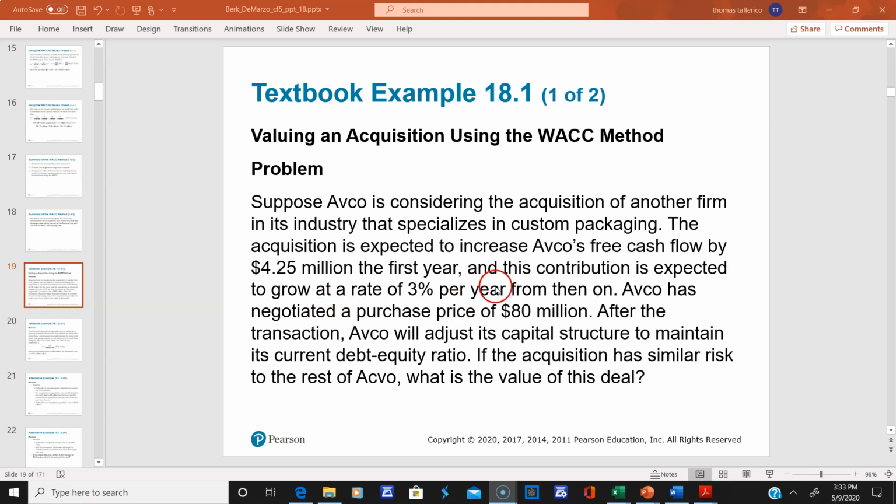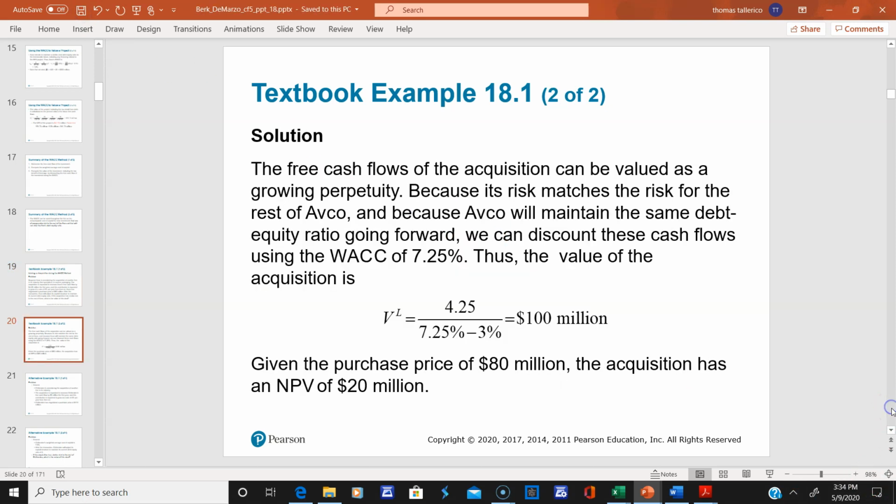Avco has negotiated a purchase price of $80 million. After the transaction, Avco will adjust its capital structure to maintain its current debt-equity ratio. If the acquisition has similar risk to the rest of Avco, what is the value of this deal? So we would do the similar items that we did for the previous example, except it's going to be a perpetuity. So the free cash flows can be valued as, and again, here it is, a growing perpetuity.